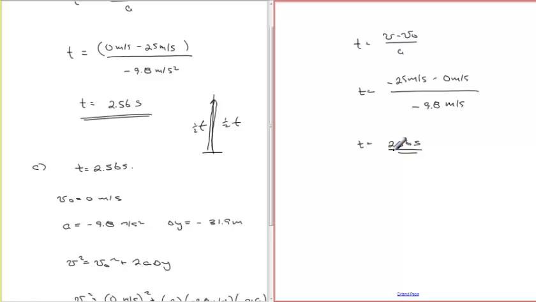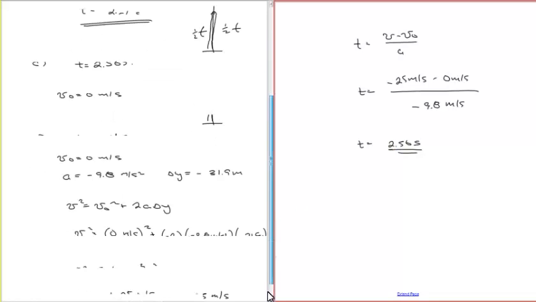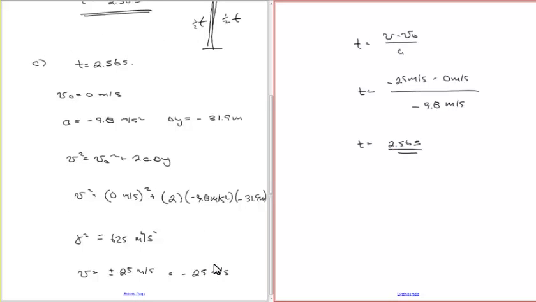What is the velocity when it returns to the level from which it started? Well, we already answered that question. 25 meters per second, but it's in the negative direction. So let me just check these answers out.